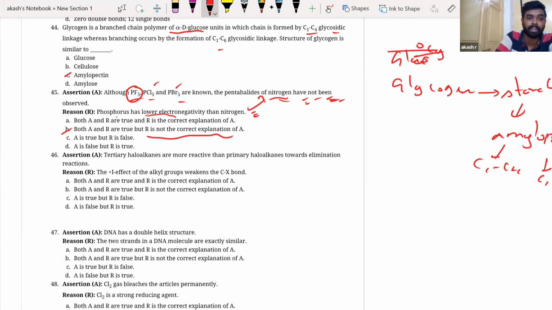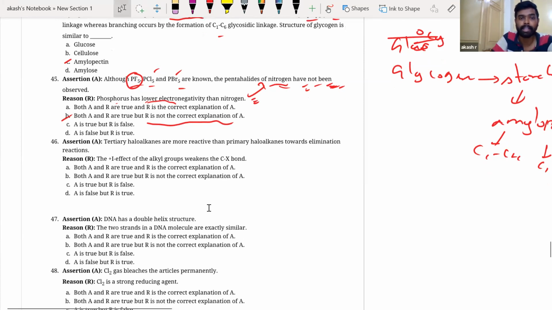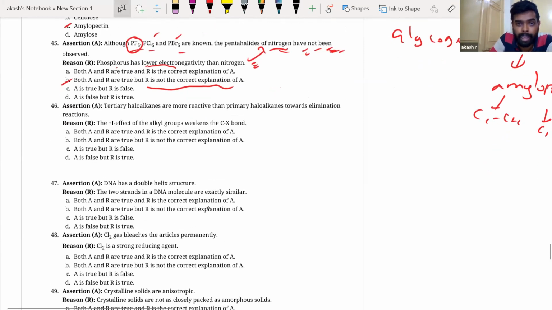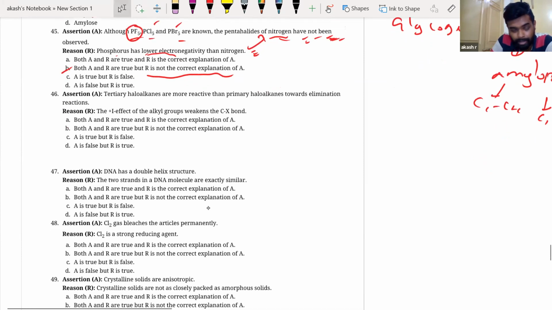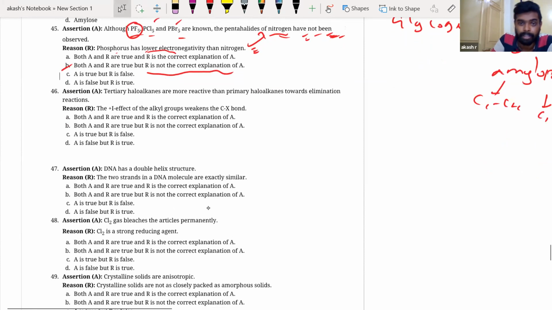Okay, next. Tertiary haloalkanes are more reactive than primary haloalkanes towards elimination reactions. The question itself is not correct. See, they have to mention the type of elimination reaction. Generally, we have substitution reactions, SN1 and SN2, right? For elimination also, I have E1 and E2.